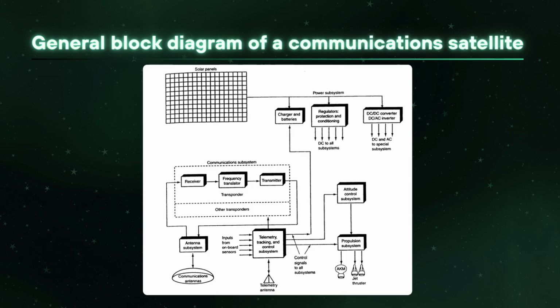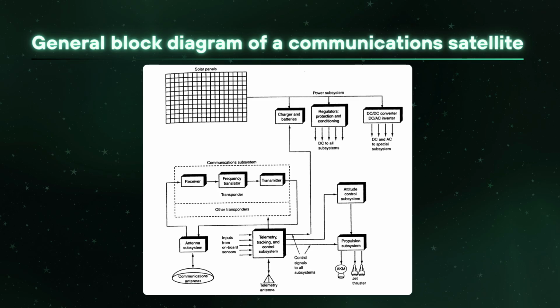The telemetry, tracking, and command subsystem monitors onboard conditions such as temperature and battery voltage and transmits this data back to a ground station for analysis. The ground station may then issue orders to the satellite by transmitting a signal to the command subsystem, which is then used to control many spacecraft functions such as firing the jet thrusters.